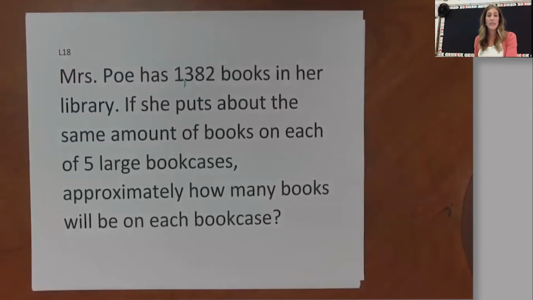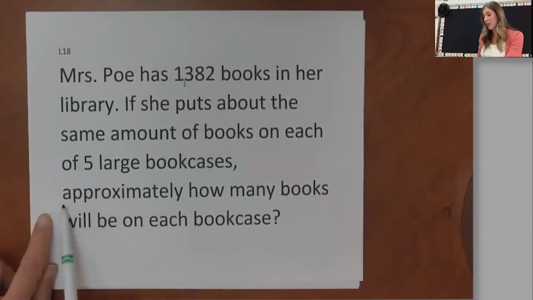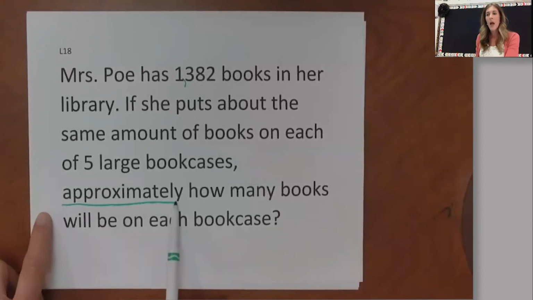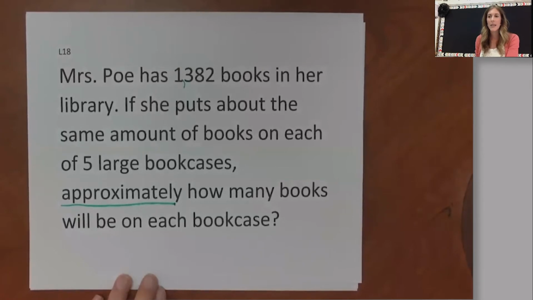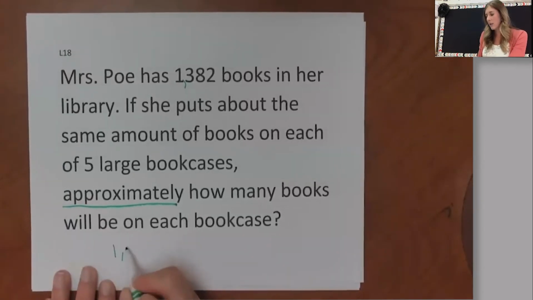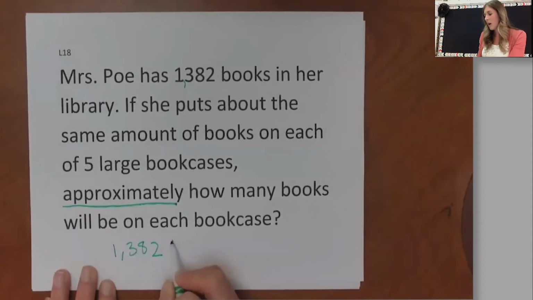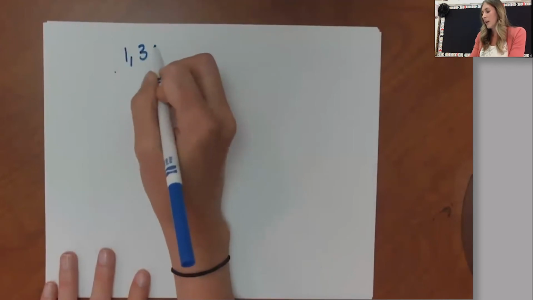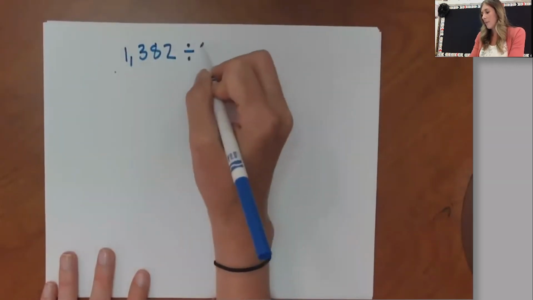Since the question is asking for an approximation, because it says approximately, I know I only need to find an estimate. I also know from the context that Mrs. Poe is dividing up the books among 5 bookcases. So now I know I need to divide 1,382 by 5. So write that on your paper and work through this with me. 1,382 divided by 5.